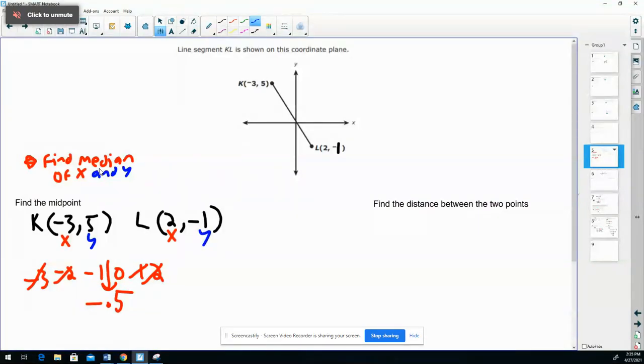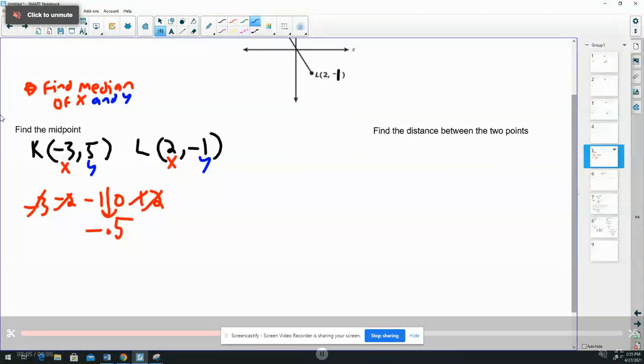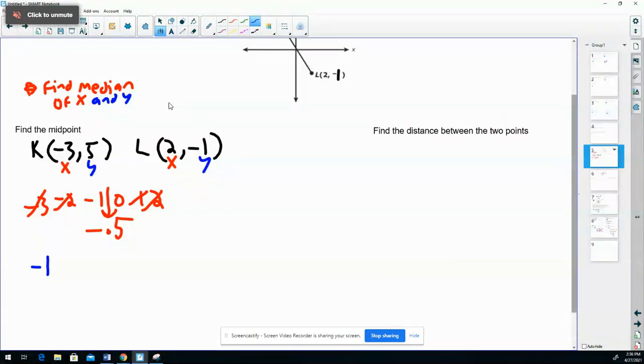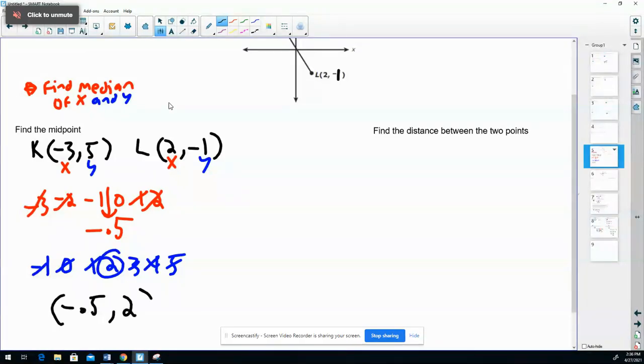Okay, our two y's. Now this time when we list smallest to biggest, we're actually starting with -1 because that's smaller than 5. So we have -1, 2, 3, 4, 5. Okay, cross them out, and 2 is in the middle. So our answer is (-0.5, 2), which you might also see as (-1/2, 2).